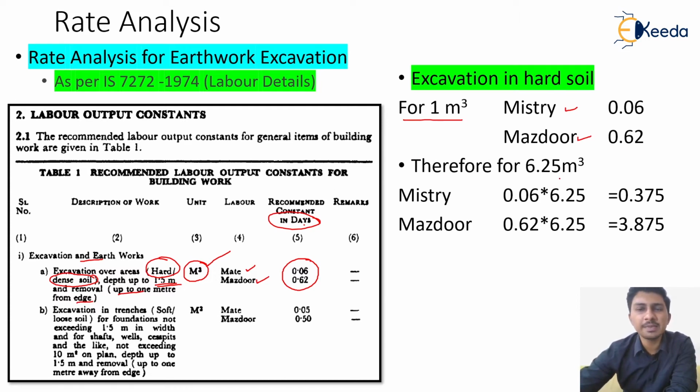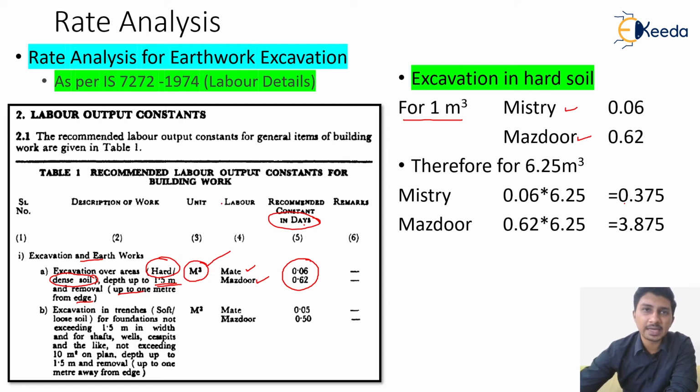Therefore for 6.25 meter cube of work, we just multiply both of them. To complete that work in 1 day of 8 hours, we are going to need 0.375 of mistri and 3.875 of mazdoor. So this is what this IS code is going to tell you.